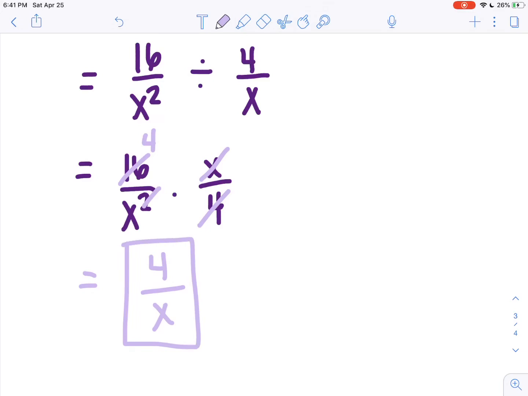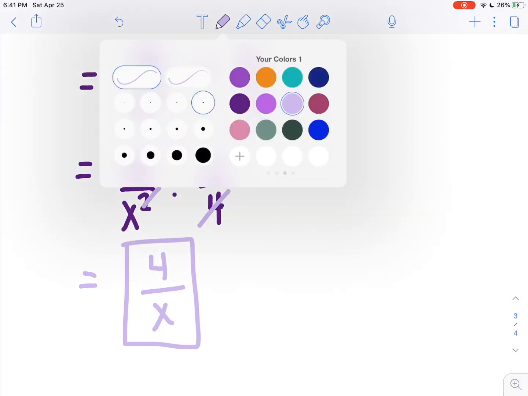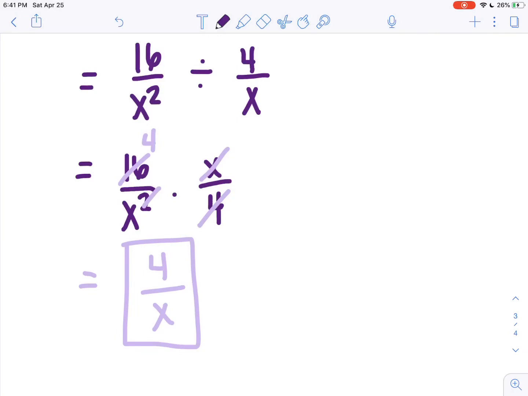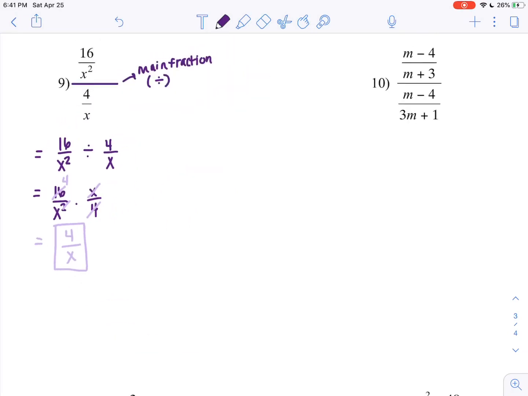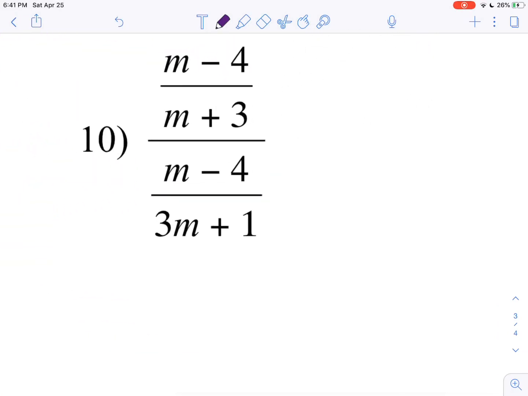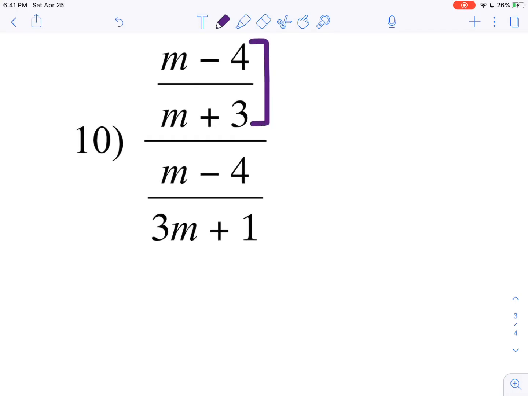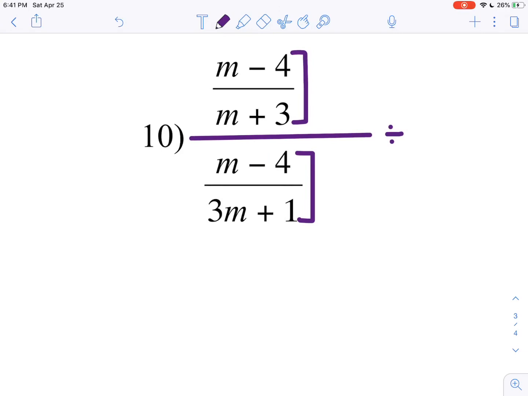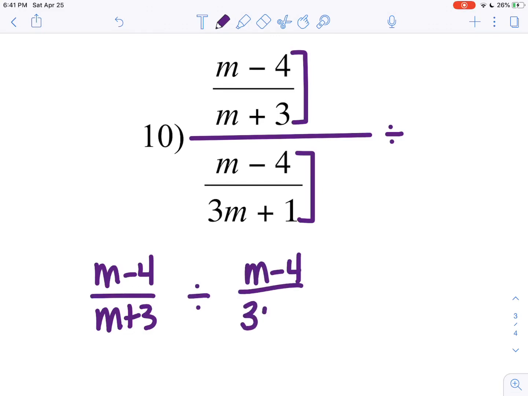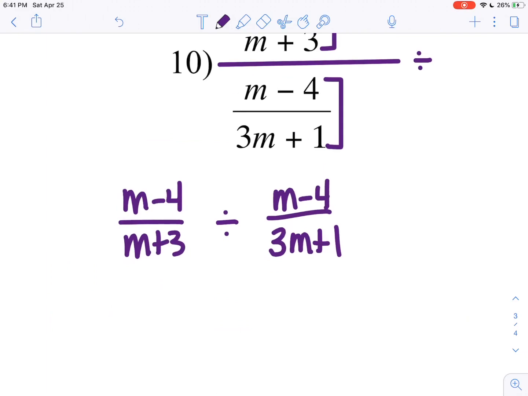So these problems actually look a lot scarier than they are, but you already know how to do these. Okay, you just didn't know that yet. So in number 10, here's one fraction, here's another fraction. Okay, here's my main fraction bar, so that's going to count as my division symbol. So I'm going to rewrite this as a division problem. So it's m minus 4 over m plus 3 divided by m minus 4 over 3m plus 1.